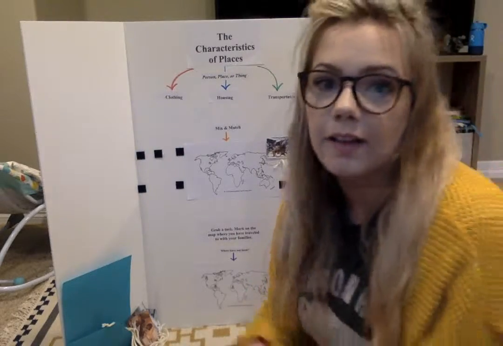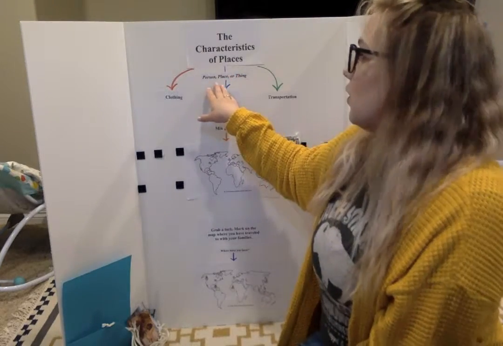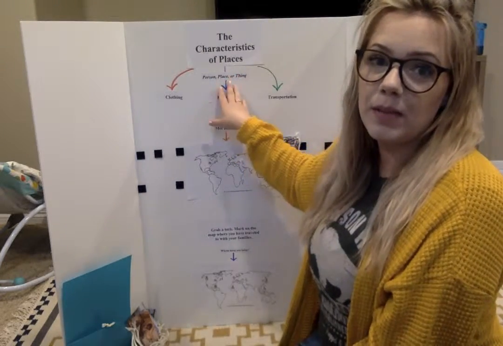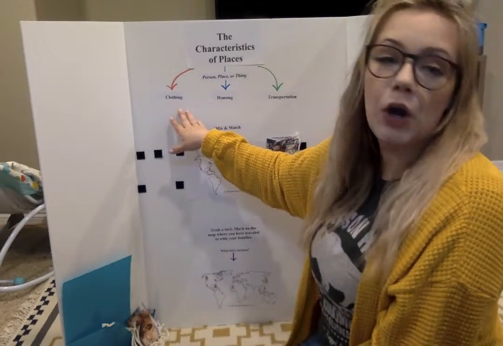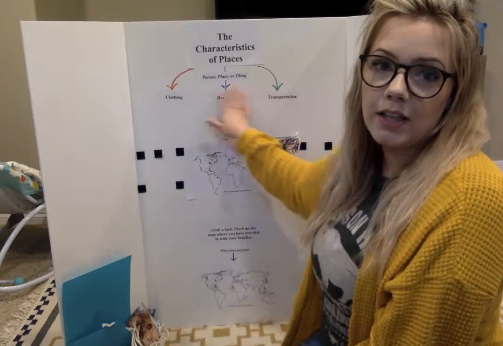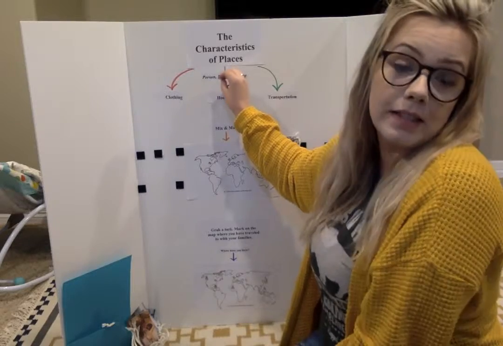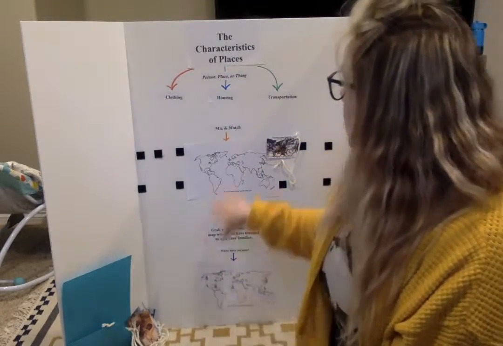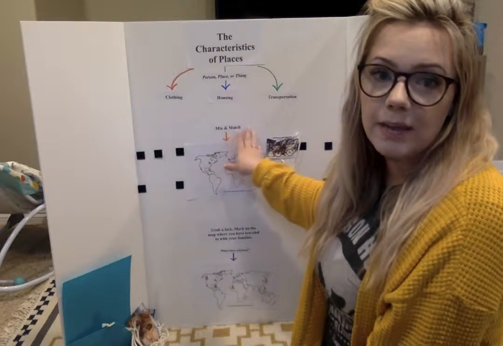So here we have the characteristics of places. Students should know that this represents a person, place, or thing, and that is regarding clothing, housing, and transportation. These three are really what make up the characteristic of places around the world. So I want the students to start to mix and match.